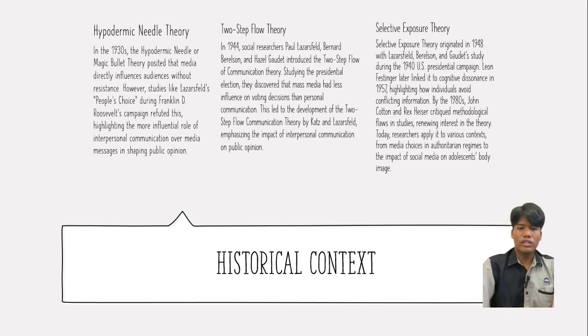Selective exposure theory originated in 1948 with Lazarsfeld, Berelson, and Gaudet's study during the 1940s US presidential campaign. Leon Festinger later linked it to cognitive dissonance in 1957, highlighting how individuals avoid conflicting information. By the 1980s, John Cotton and Rex Hazer critiqued methodological flaws in studies, renewing interest in the theory. Today, researchers apply it to various contexts, from media choices in authoritarian regimes to the impact of social media on adolescents' body image.